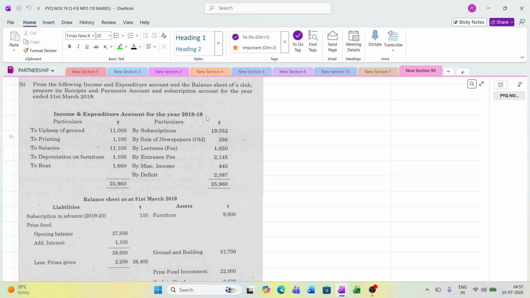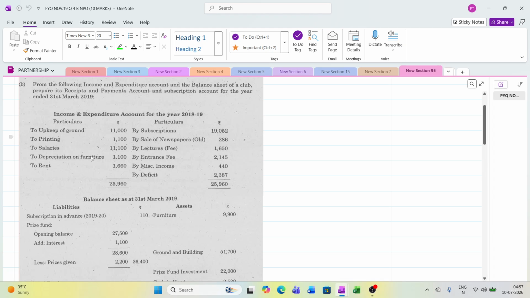Now you see this income and expenditure account. I'll tell you how to proceed so that you don't miss even a single item and your account gets fully correct. So item by item you have to take it. These are all payments, these are all expenditures. They will appear on the credit side of the receipts and payments account. Your upkeep of ground will appear on the credit side. Printing, salaries will appear, but depreciation will not appear.